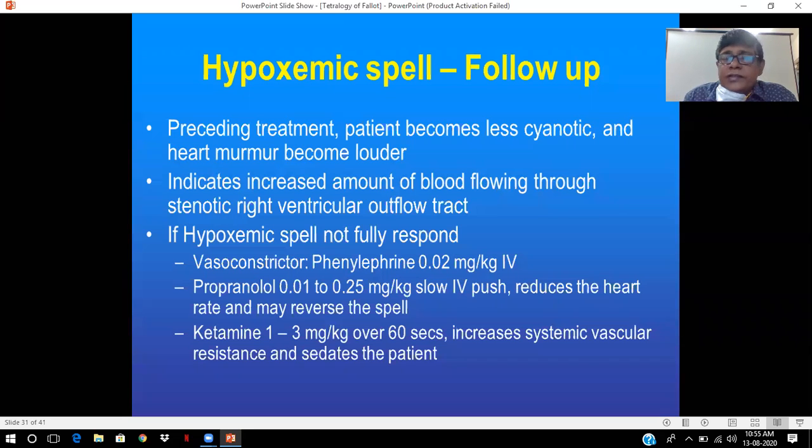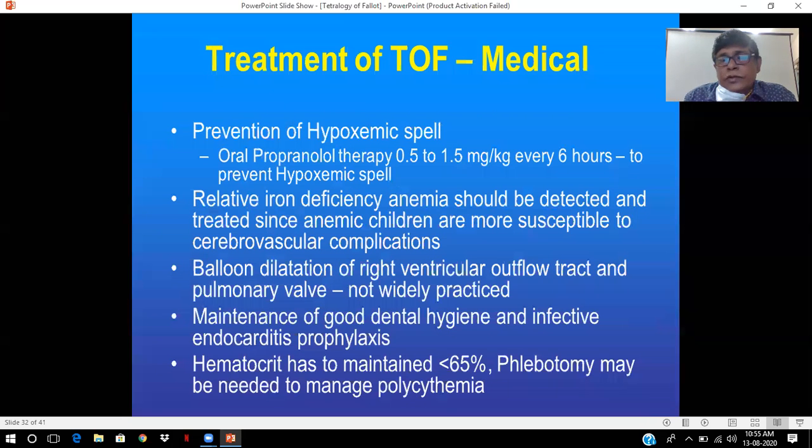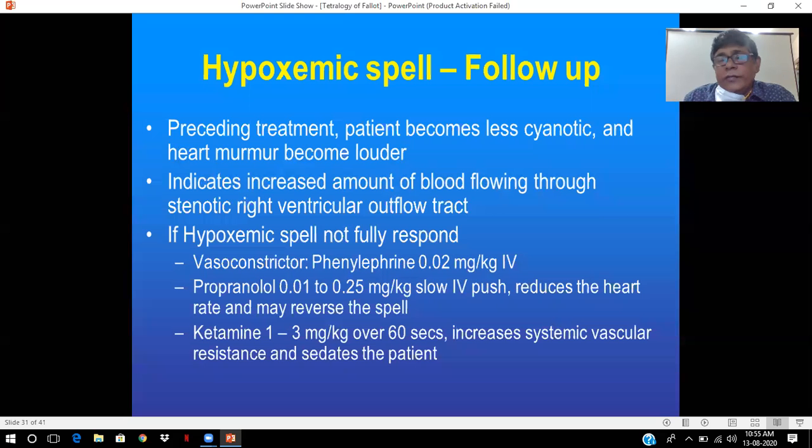Ketamine also increases systemic vascular resistance and sedates the patient. So other options are that we can give phenylephrine, propranolol, ketamine, along with sodium bicarbonate and morphine.